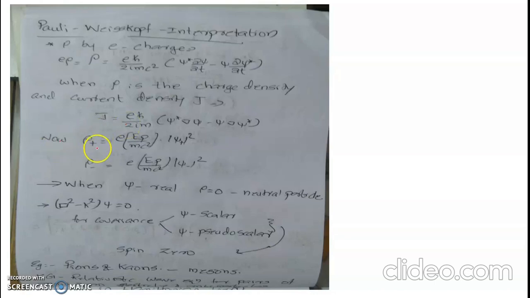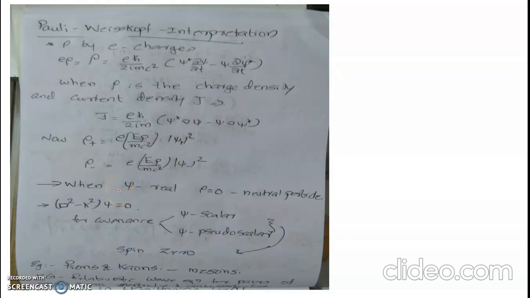Now, rho plus equals e times E_p by mc² ψ². This is positive definite already. E_p is positive, of course, as we have taken it positive here. So this is now a measure of the positive charge density. And rho minus equals e into E_p by mc² into ψ², where E_p is negative, so that this represents the charge density of negative charges.